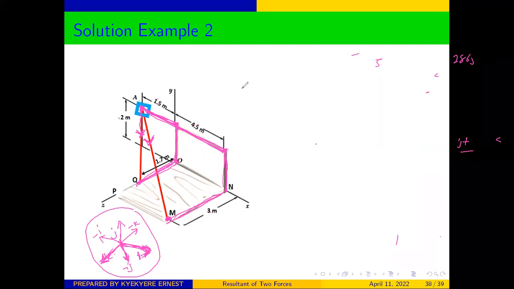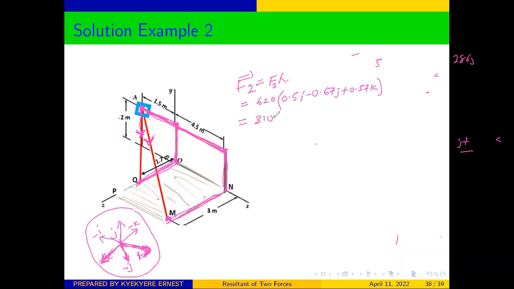So we can say that our F2 in the vector form will be equal to F lambda, F2 lambda. And our F2 from the question is given as 620. So we can say that 620 into bracket our lambda, which is 0.5i minus 0.67j plus 0.57k.